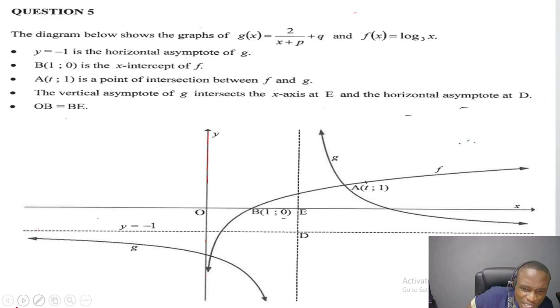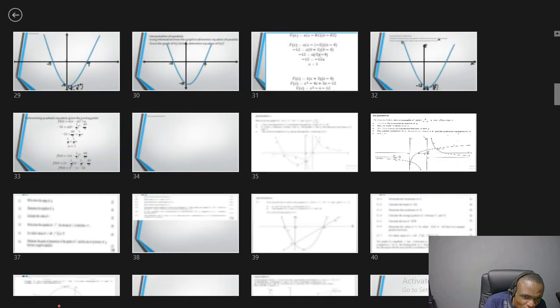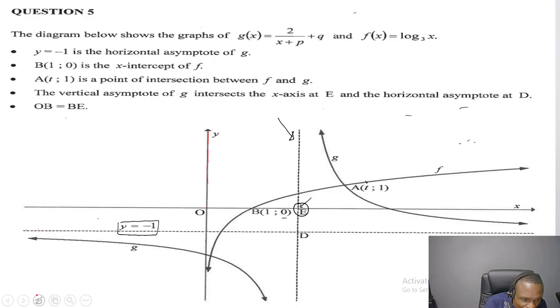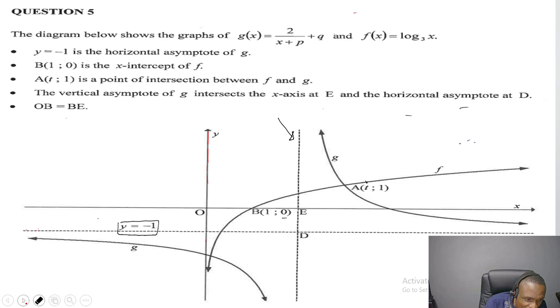Okay. Now, the vertical asymptote of G intersects the x-axis at E. Yes. The vertical asymptote of G is here. It intersects the x-axis at E. It passes here at E. And we are not given any x value at E. So we don't know the vertical asymptote of G. We know the horizontal asymptote. It is y equals -1. But at E, he didn't tell us anything about the point E. He didn't give us any value there at E.